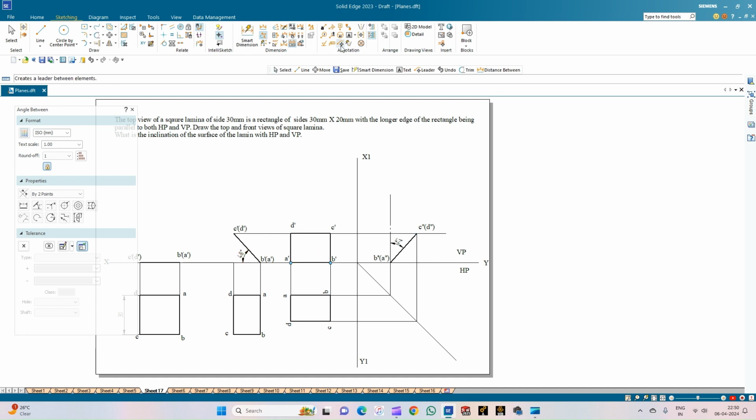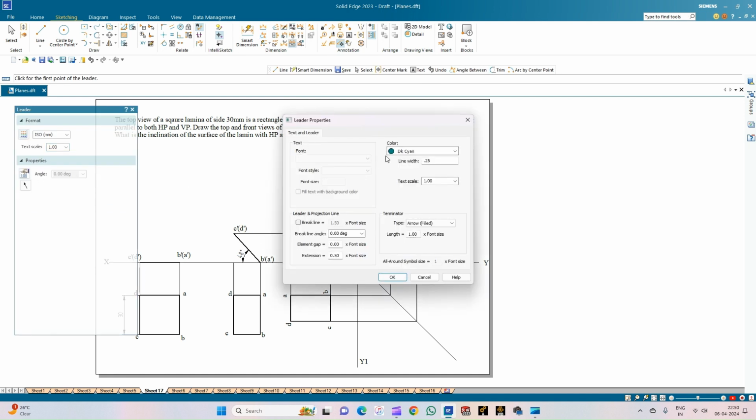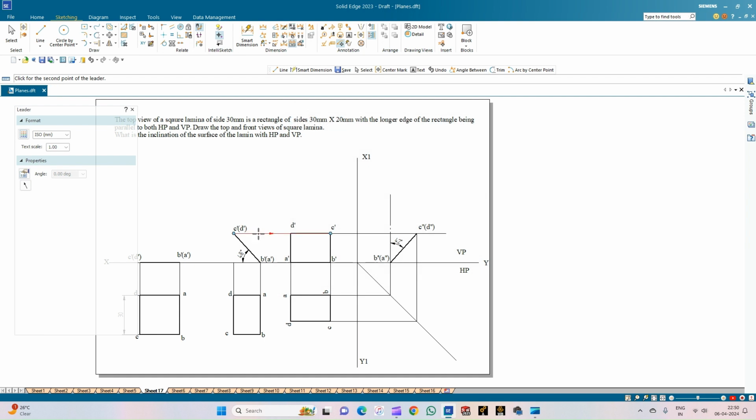We shall draw the indications of the projection lines using the leader option. So these were drawn upwards, and this projection line was downwards, and again these were all drawn upwards. Okay, so this completes the problem.